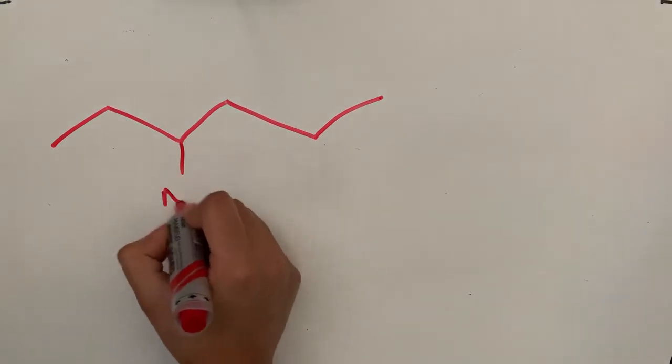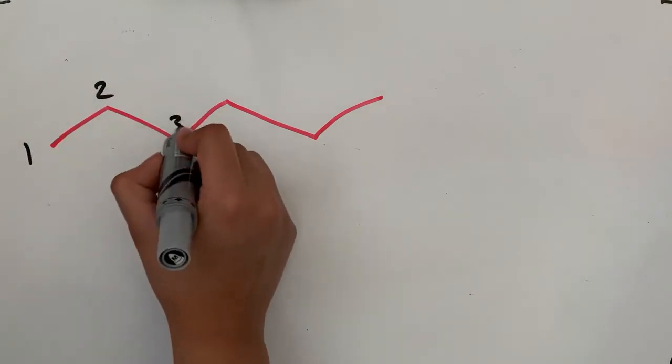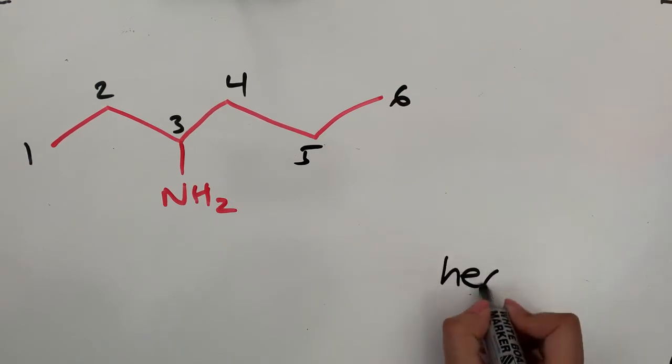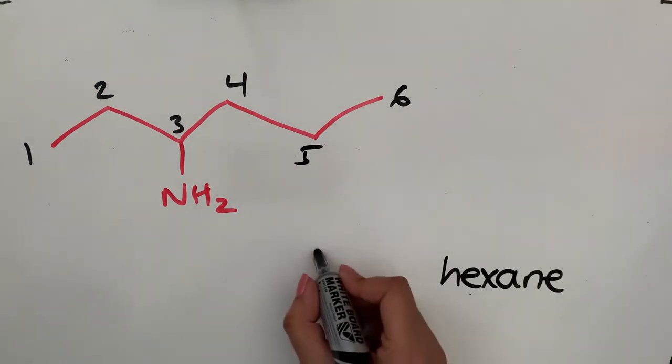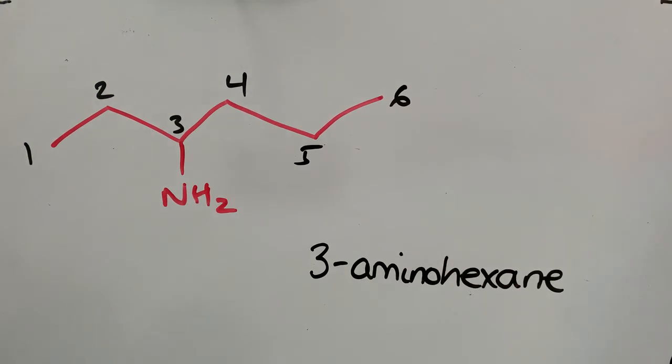Let's just do one more example. I'm going to extend the chain and see how to name that. Again, it's still a primary amine, but now the amine isn't on carbon number 1. So the longest carbon chain is our parent. This is a 6-carbon chain, so it's going to end in hexane. The amine group is found on carbon number 3, so this is called 3-aminohexane, like so.